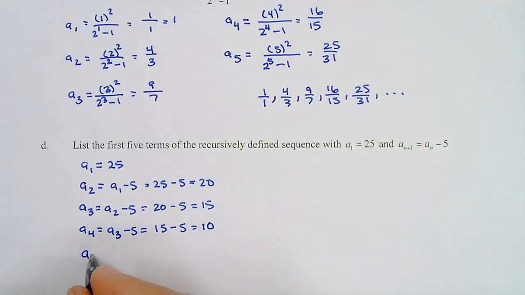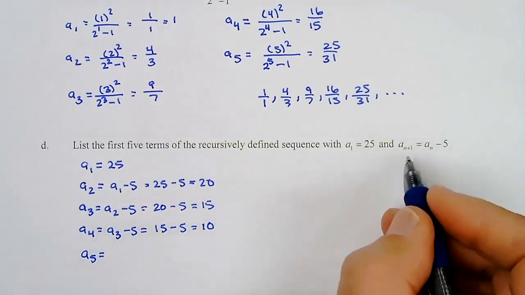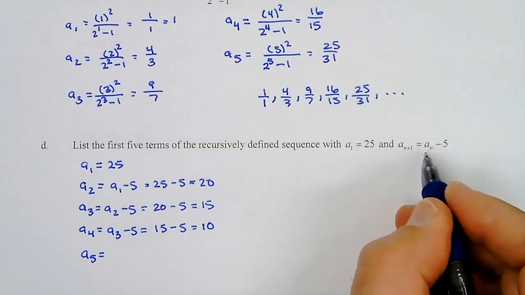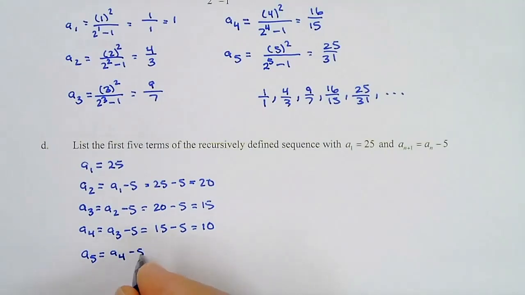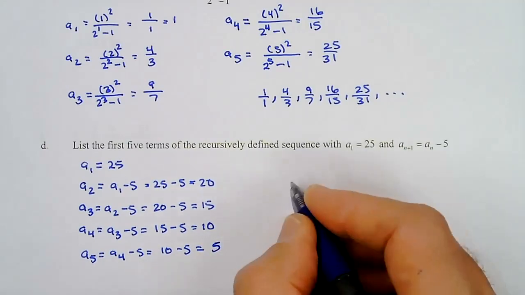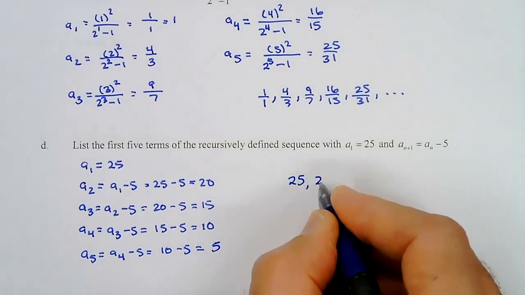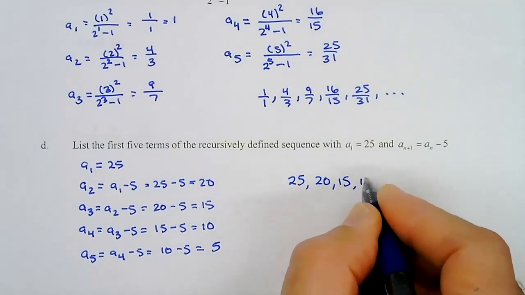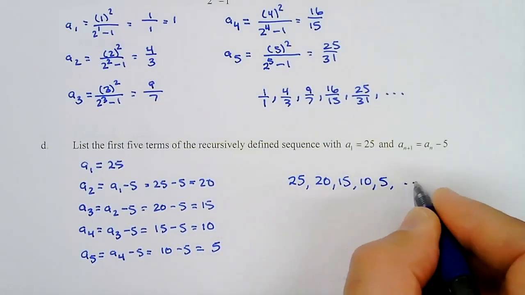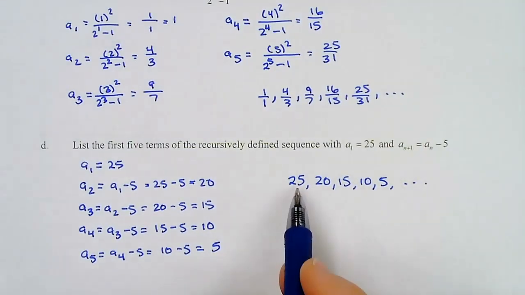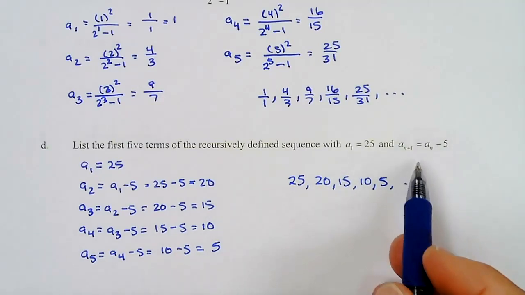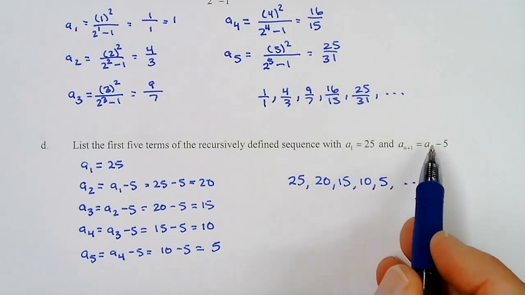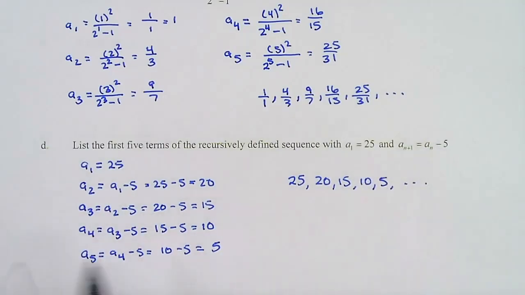And then a sub 5. If we're finding a sub 5, that means n is 4. And so that's equal to a sub 4 minus 5. That would be 10 minus 5, which is 5. So our sequence is 25, 20, 15, 10, 5, and so on. We started with 25, the first term, and we're subtracting 5 each time. So you can get the next term by taking the previous one and subtracting 5. And that's what this is saying.